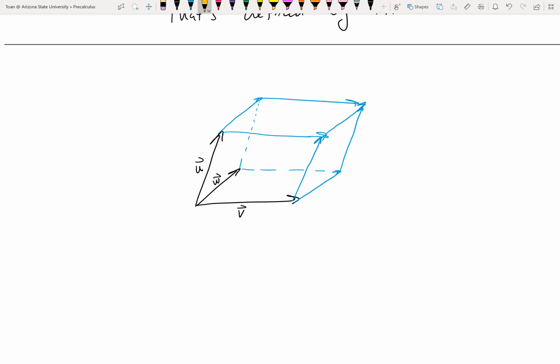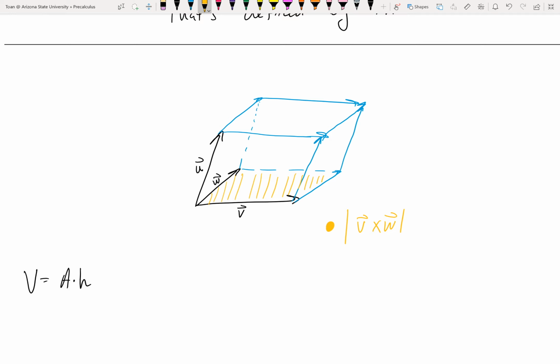So we know that the volume of this is the base area times height. Now the question is, what is the base area and what is the height? Well, if I call this the base, notice that area is just the area of a parallelogram formed by vectors v and w. Well, we just did that yesterday. We know how to find the area of a parallelogram. So this colored area is just the magnitude of the cross product. So I know that this is just v cross w.